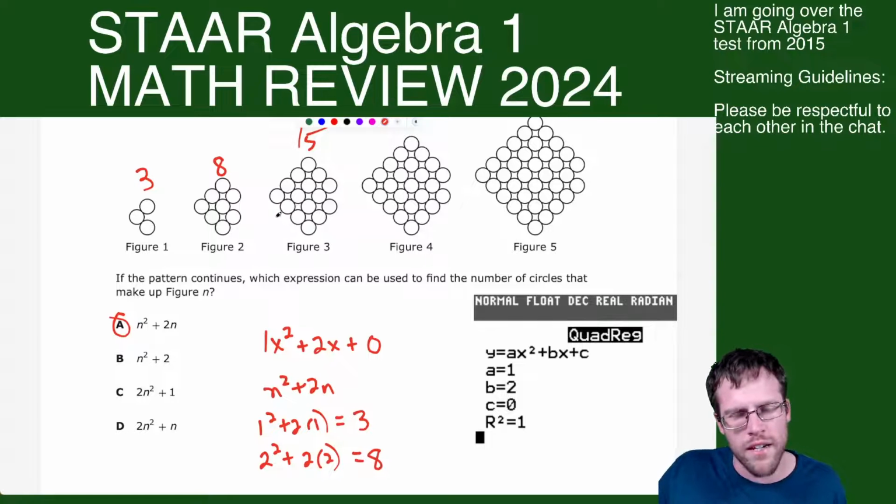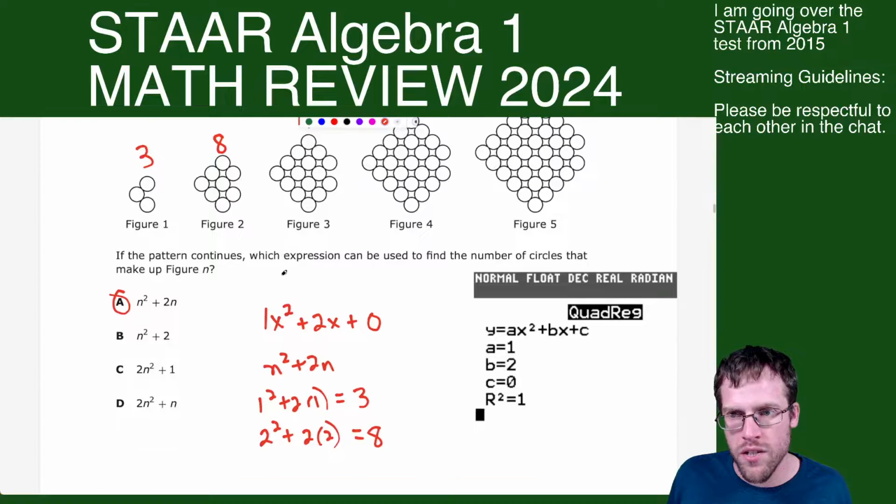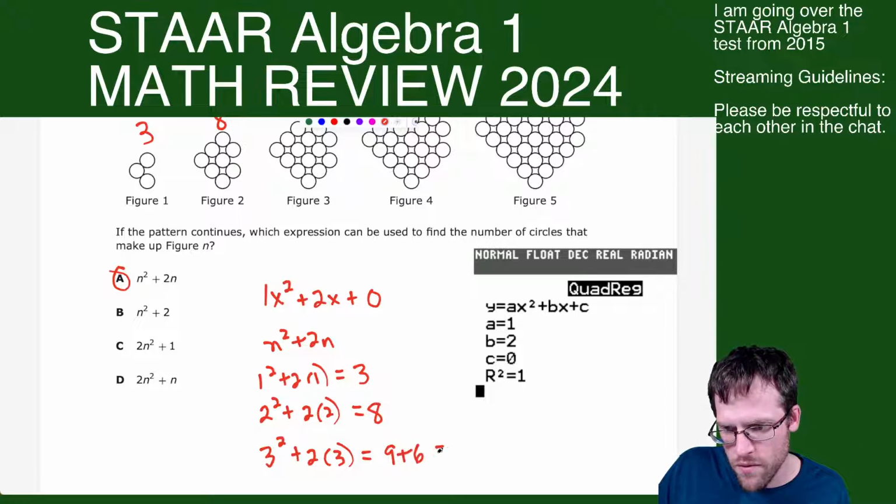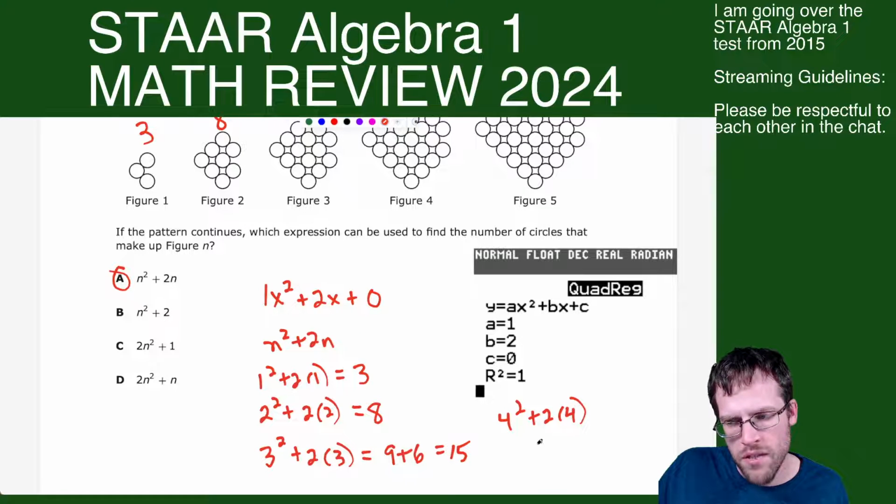See, that's why I hesitated a bit. I was like, wait a minute, something seems up. Now when we plug in 3, it should give us 15. So I have 3 squared plus 2 times 3, and 9 plus 6 is equal to 15. Okay, if I had to keep going here, let's say I did 4 squared plus 2 times 4. I have 16 plus 8 is 24.